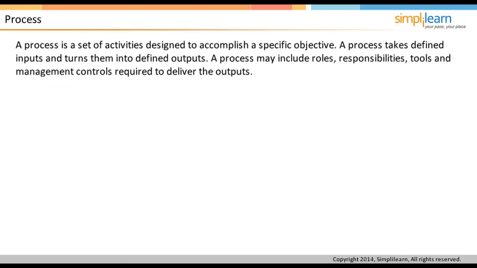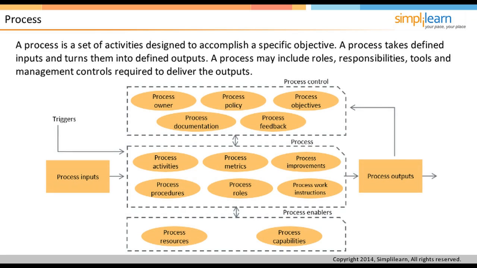A process is a set of activities designed to accomplish a specific objective. It takes defined inputs and turns them into defined outputs. A process may include roles, responsibilities, tools, and management controls required to deliver the outputs. Let us take a look at the image that describes a process. A process or an activity within a process is initiated by a trigger. A trigger may be the arrival of an input or any other event. For example, the failure of a server may trigger event management and incident management processes.